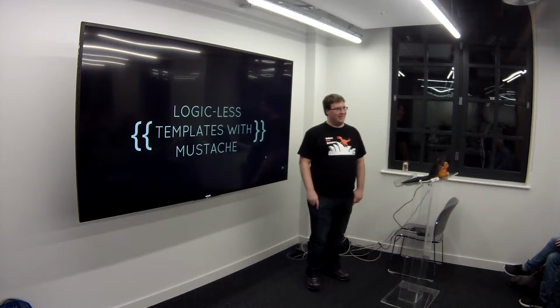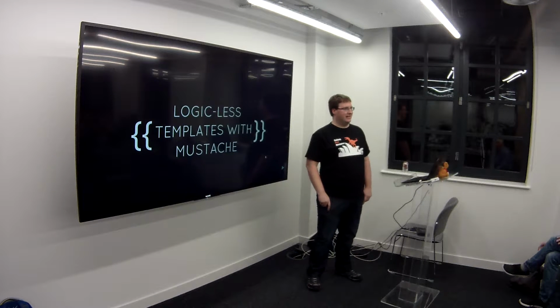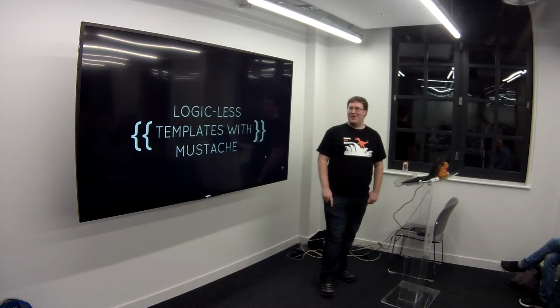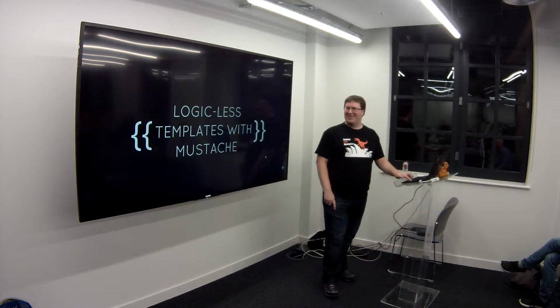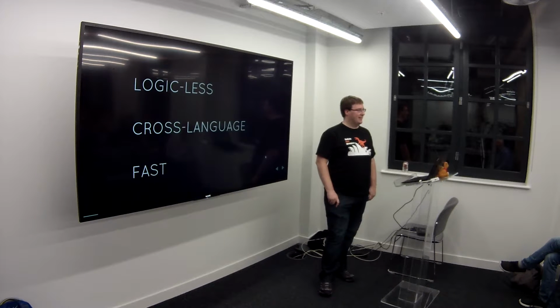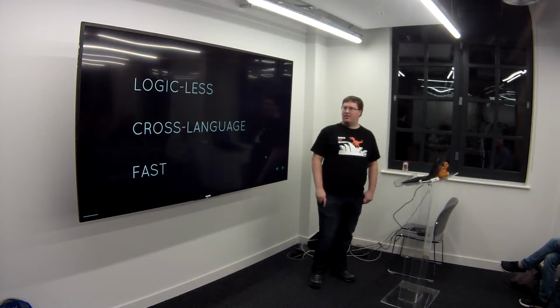Mustache is a templating engine that came out of Twitter. It's an alternative to Template Toolkit, or Mason, or Twig, or ERB, or whatever else you might be using. And it's logicless, it's cross-language, and it's really, really fast. So I'm going to talk to you about this.